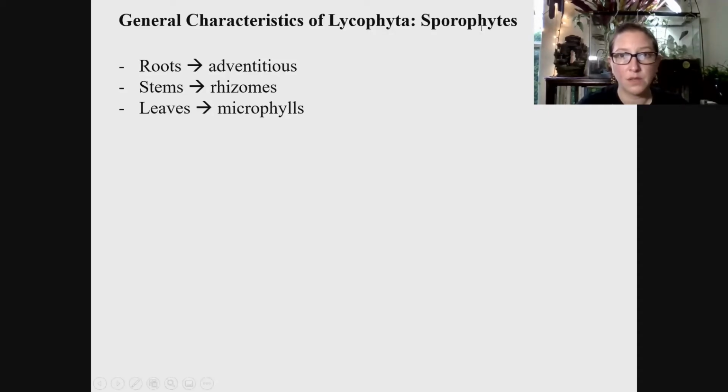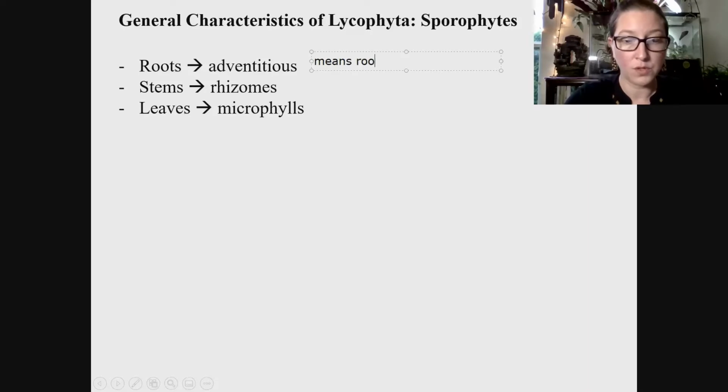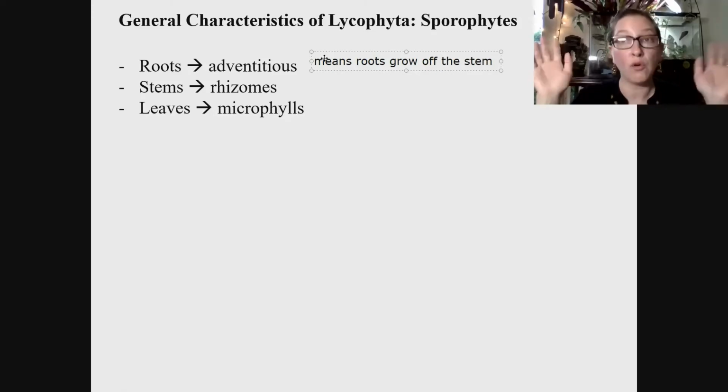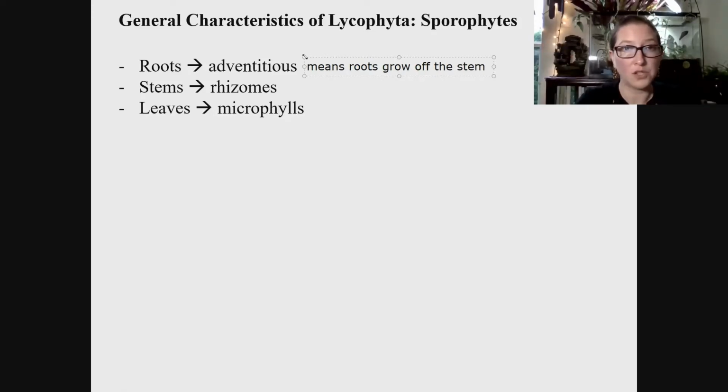Let's move this away. Okay, adventitious means roots grow off the stem all over the stem, not just at the base. They grow all over the stem.